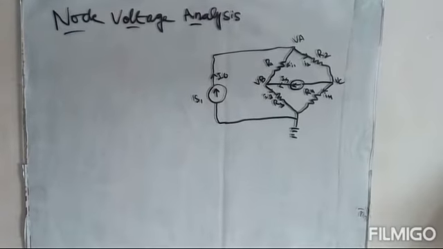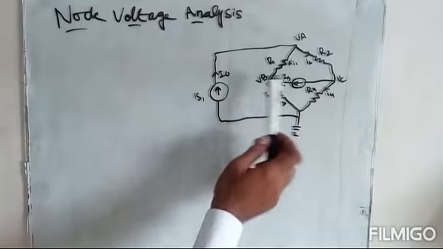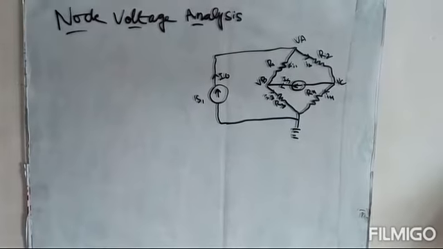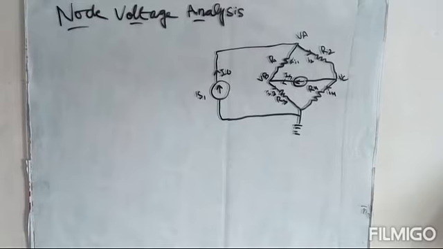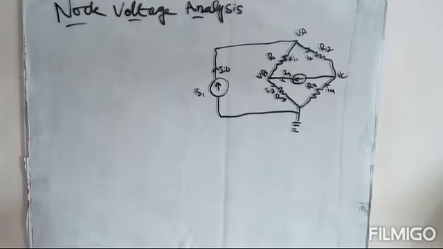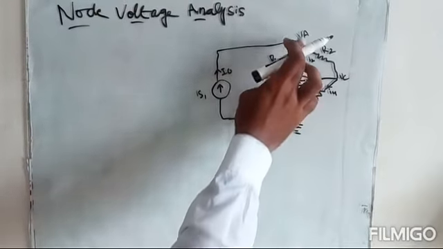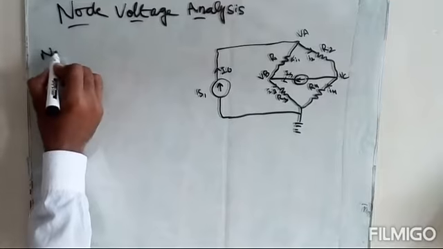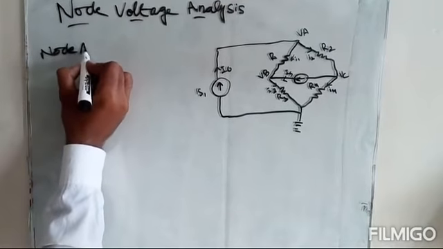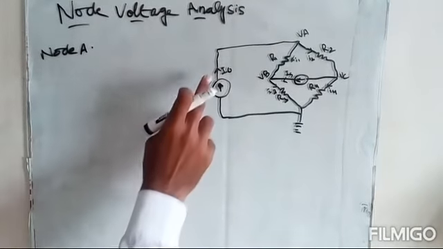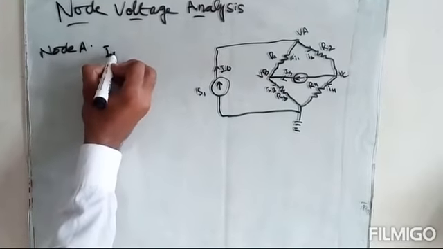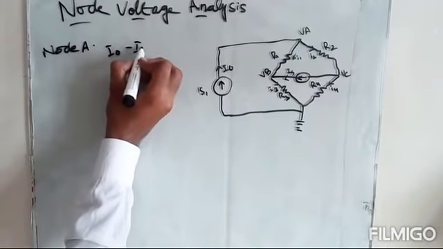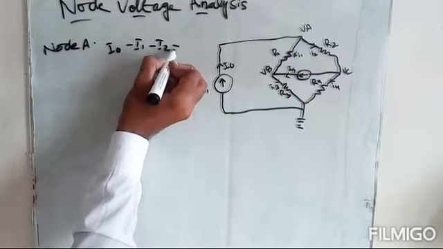So this is the circuit of the example. We want to find the node voltages VA, VB and VC. This is a bridge circuit and it looks very scary, but we will solve it. First of all, we will apply the node equation, the KCL equation, at this node A. We will see I0 is entering and I1 and I2 are leaving. So the KCL equation is I0 positive, minus I1, minus I2, is equal to 0.